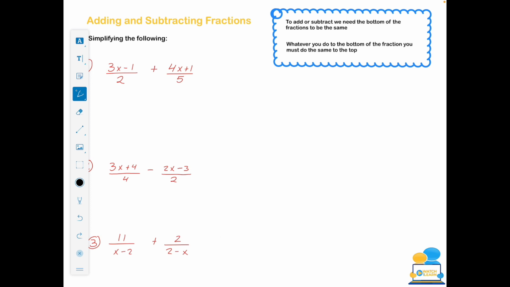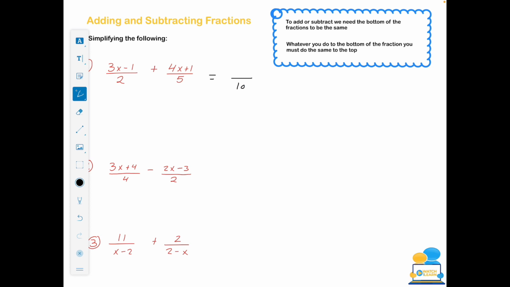Now, up here in the right hand corner, we see to add or subtract, we need the bottom of the fractions to be the same. So right now we have a 2 and a 5 on the bottom. That's not going to work. So what I need to do is think, what is the lowest common multiple of 2 and 5? So we're looking for a common denominator. What number will 2 and 5 both divide into? They'll both divide into 10.